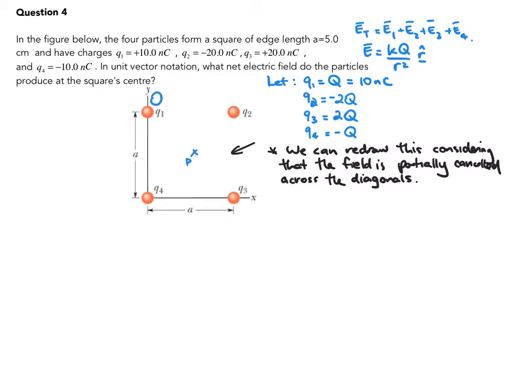This Q1 is Q, this is negative Q, and this is 2Q, and this is minus Q here. You can see if we look across that Q2 partially cancels out the charge from Q4, okay, and also Q3 partially cancels out the charge from Q1 across the diagonals.